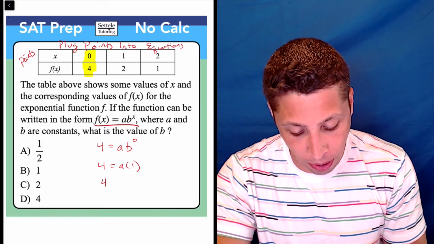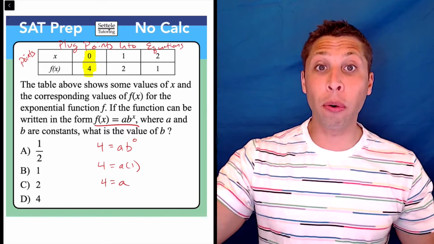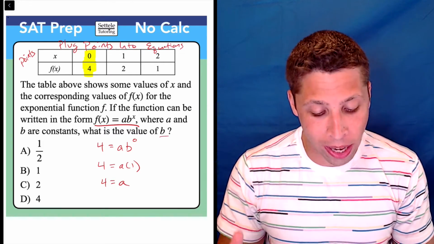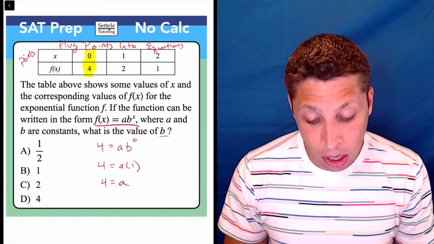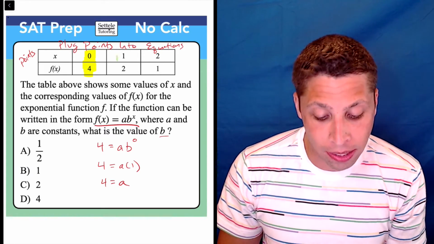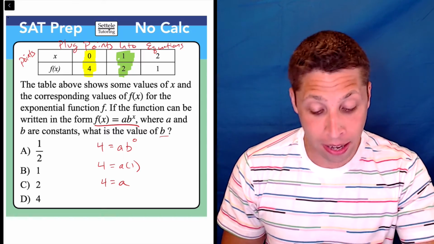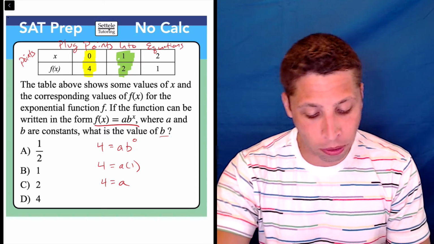So we can just simplify that slightly further. A is 4. Great, that's awesome, but I don't want A, I want B. So what do we do next? Well, we just go to the next point and we see what happens when we plug that in. But now when we do that, we know more information.